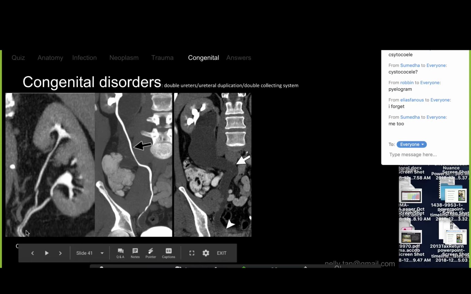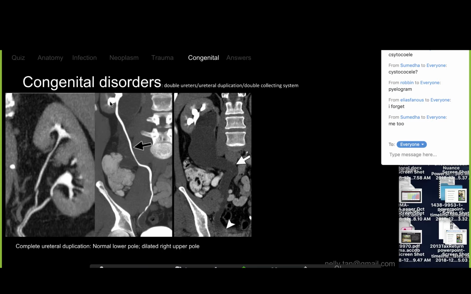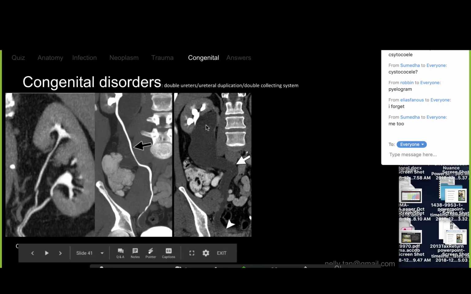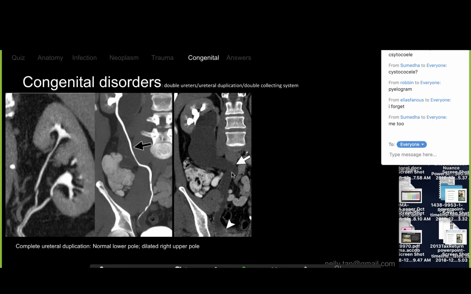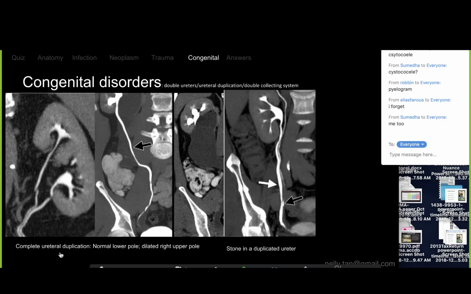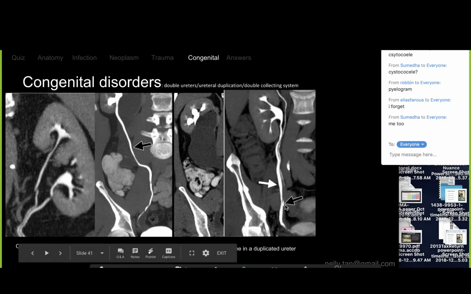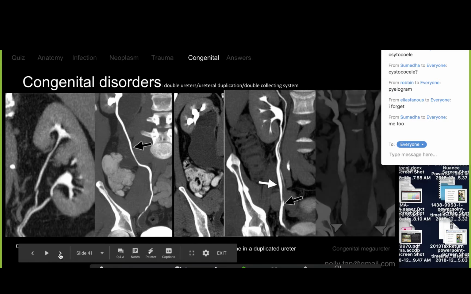In most cases it's uncomplicated, but in some cases it can become complicated because of the nature of it. One problem could be that you get upper pole hydronephrosis, and that can happen from a ureterocele, which has been described in duplex collecting systems. So the upper moiety is obstructed and the lower moiety is fine. When you have obstruction, you can get hydronephrosis and you can get infection. Here we see a stone that's obstructing one of the collecting systems.